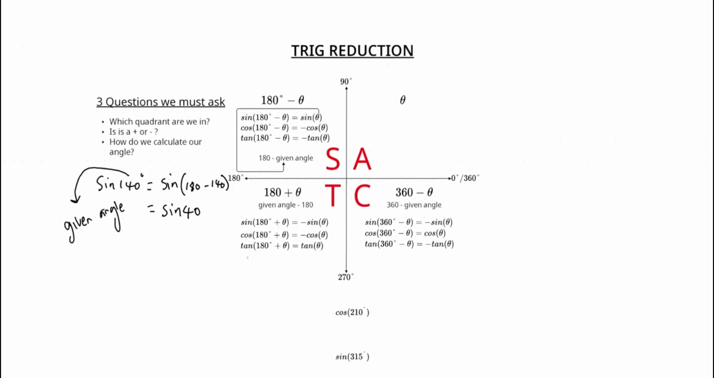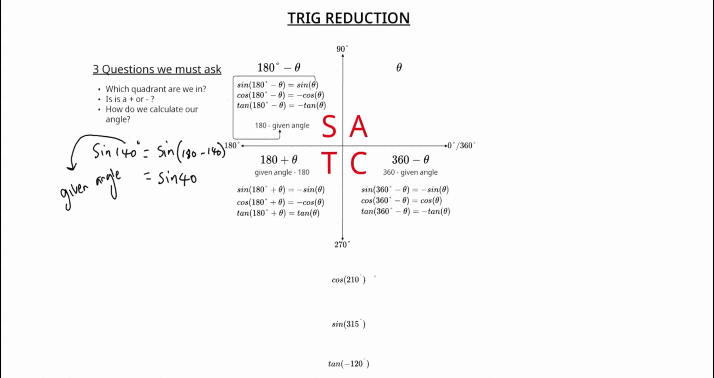What we will notice is that the second quadrant and the fourth quadrant work very similarly, in the sense that in the second quadrant we take 180 minus the given angle. Here we take 360 minus the given angle. But in the third quadrant, we do the opposite. We take the given angle minus 180. So let's go through a few examples.